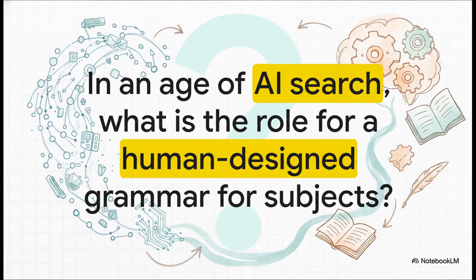And that brings us to a final question to chew on. We live in this age of AI and search algorithms. So what's the role for a carefully crafted, human-designed grammar for subjects like POPSI? Does this kind of logical, predictable system still have an important part to play in making sure we find things with clarity and context? It's definitely something to think about.